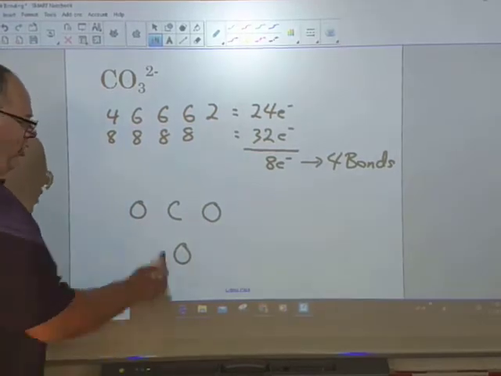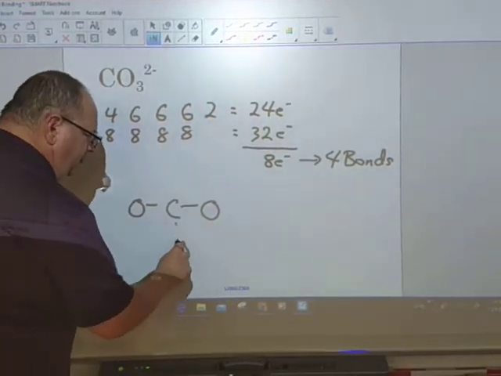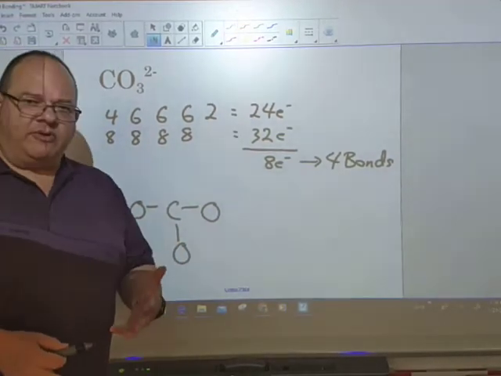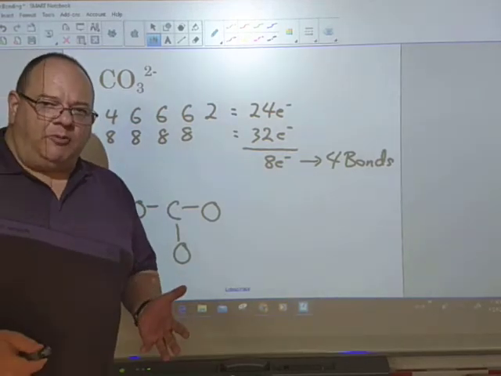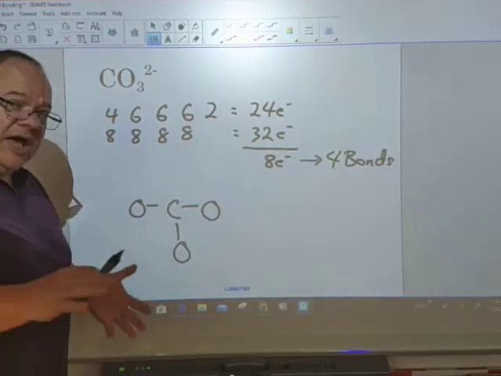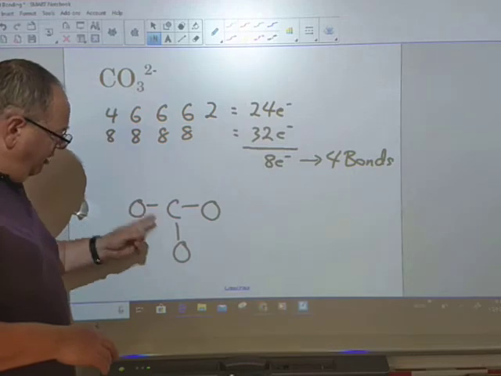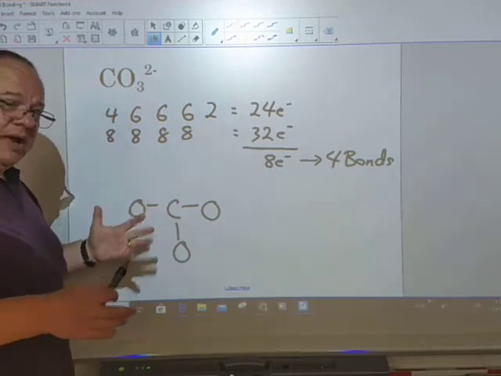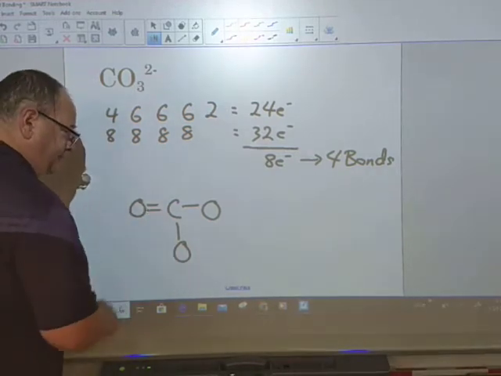And now I've got to make 4 bonds. 1, 2, 3. What do I do with the 4th? I'm going to make a double bond. Now, I don't care if you make the double bond there, or there, or there. Pick one. I'm just going to go with the first one.